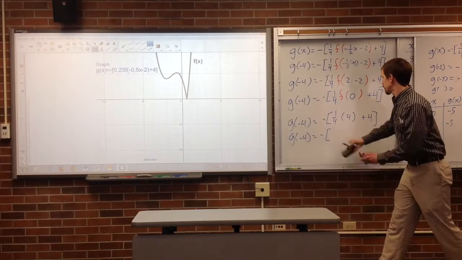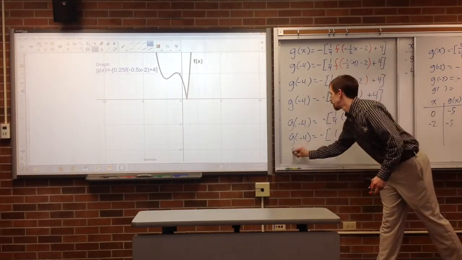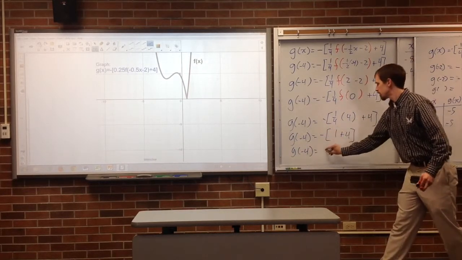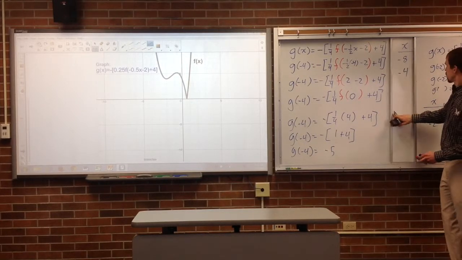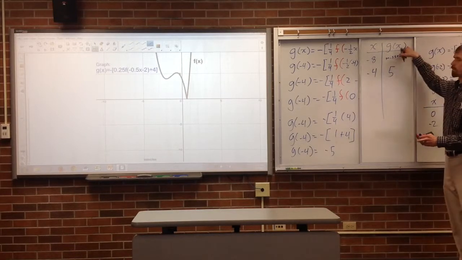A fourth times 4 is going to be 1. And we've been here before. Increase it by 4 and then change the sign. We get an output of -5. So we now have our first point that is truly on the graph of g of x.